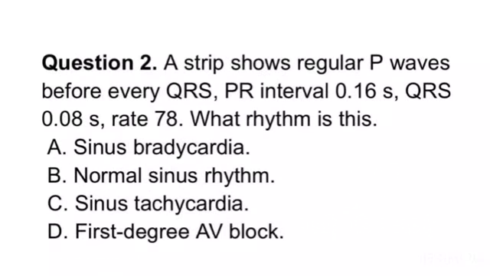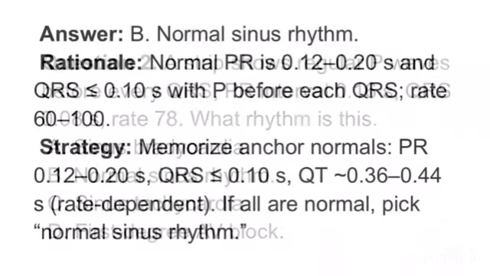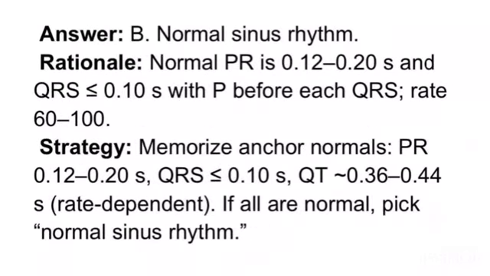Question 2. A strip shows regular P waves before every QRS, PR interval 0.16s, QRS 0.08s, rate 78. What rhythm is this? A. Sinus bradycardia. B. Normal sinus rhythm. C. Sinus tachycardia. D. First-degree AV block. Answer: B. Normal sinus rhythm.